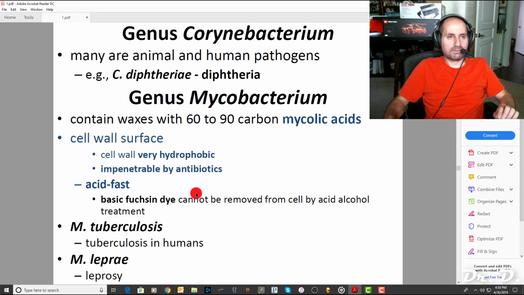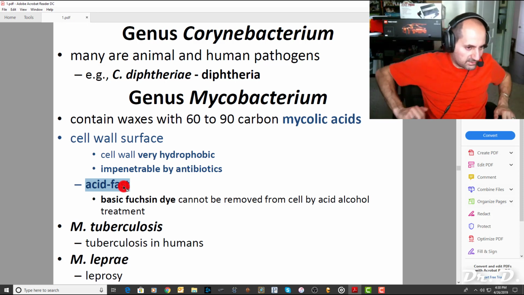Okay. What do I want to know about Corynebacterium? I want to know that Corynebacterium diphtheriae causes diphtheria. What do I want to know about Mycobacterium? I want to know that these are the bacteria with the waxy mycolic acids in their cell wall. And that's why these are called the acid-fast bacteria.